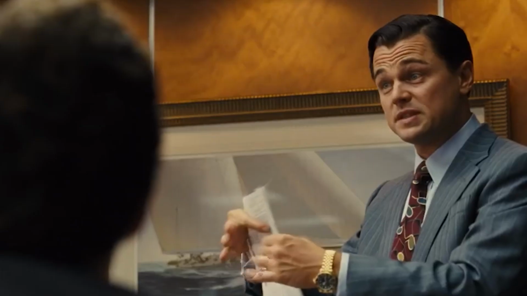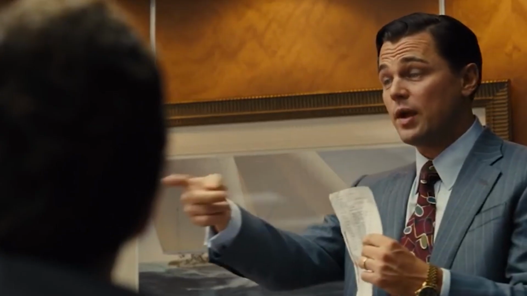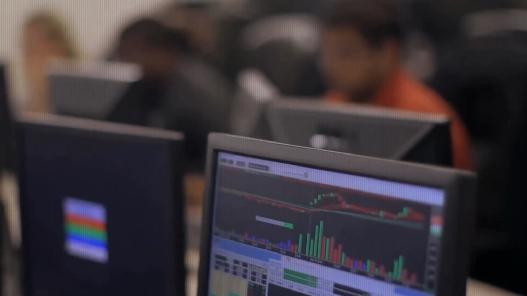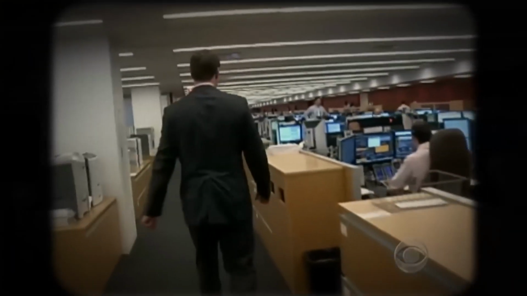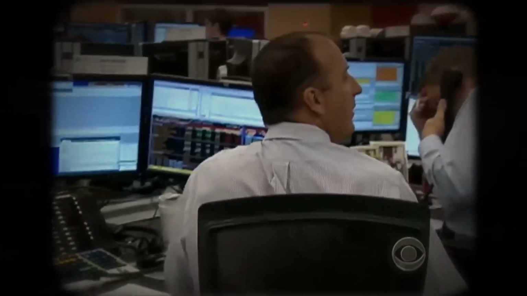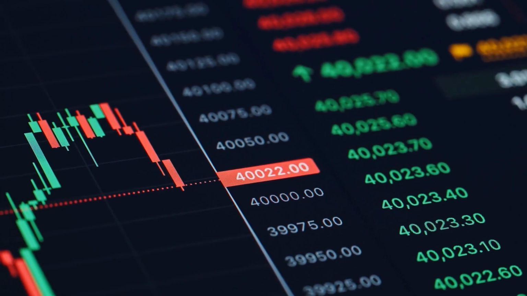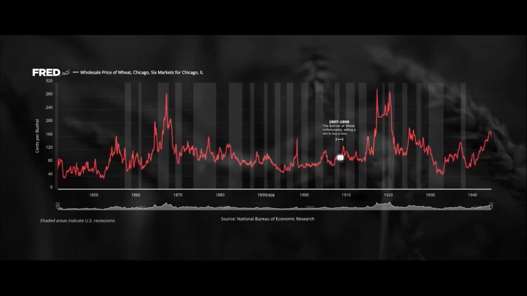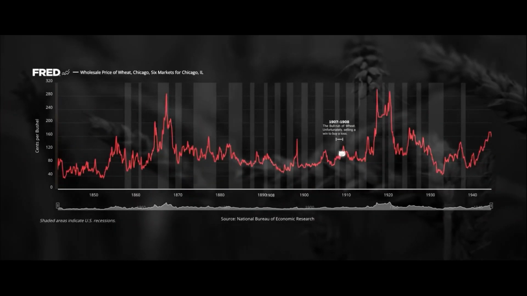1. Position sizing. This is the practice of determining how much capital to allocate to each trade. Proper position sizing helps avoid large losses by ensuring that no single trade can disproportionately impact your portfolio. By managing position sizes based on the risk of individual assets or strategies, traders can prevent a single bad trade from wiping out gains from other trades.